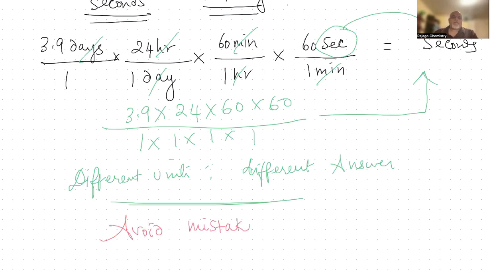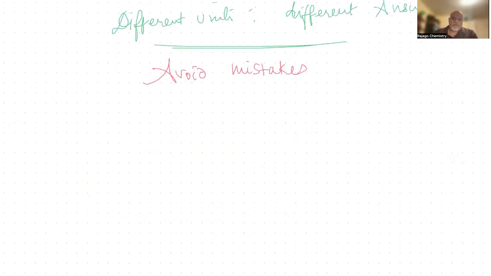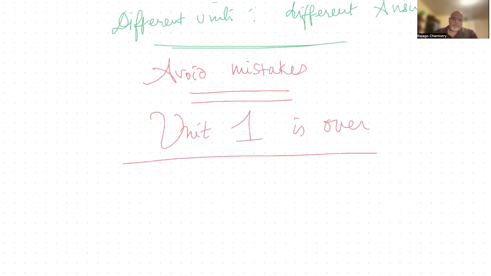So this finishes the entire chemistry fundamentals of unit 1. Unit 1 is over. Go to atomic structure.